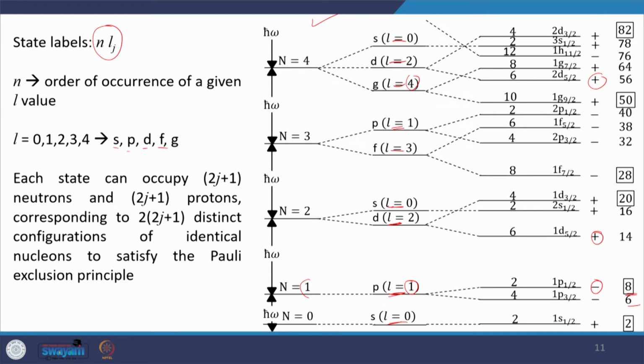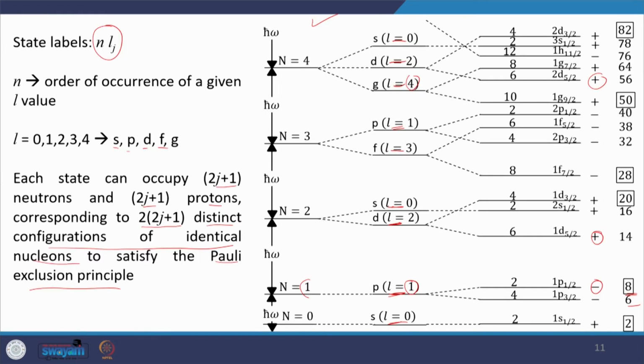And as I said earlier, each state can occupy 2j plus 1 neutrons and 2j plus 1 protons, corresponding to 2 into 2j plus 1 distinct configurations of identical nucleons, so that the Pauli exclusion principle can be satisfied. Okay? So, this is the main essence of the shell model, which tells us whether the spin and parity is plus or minus and some fraction.